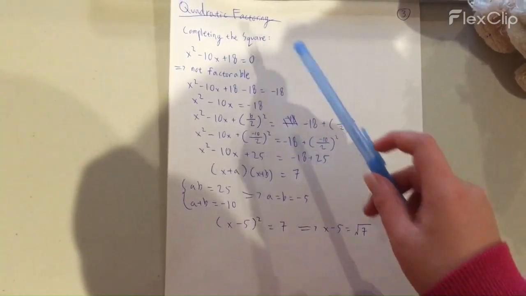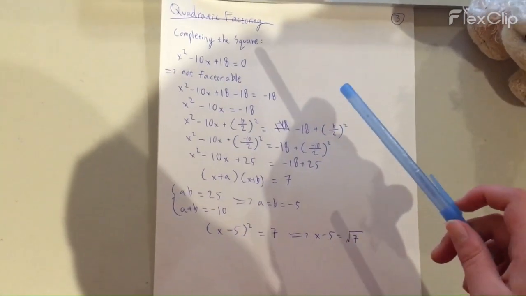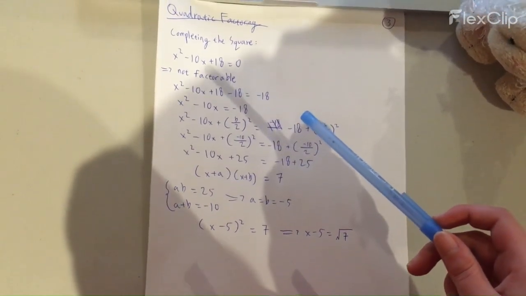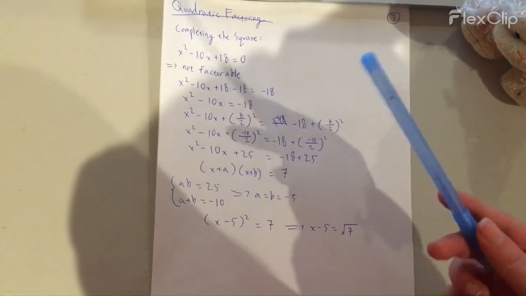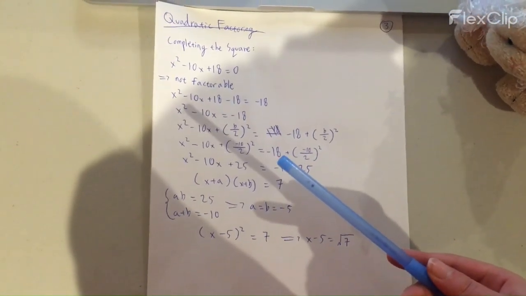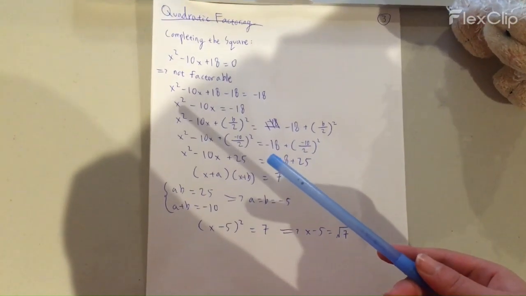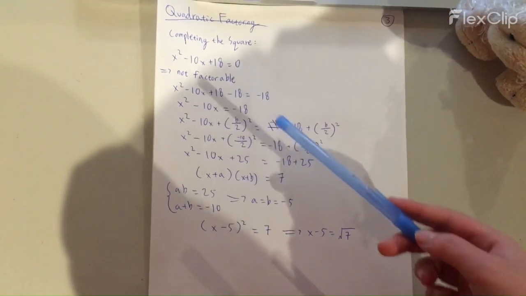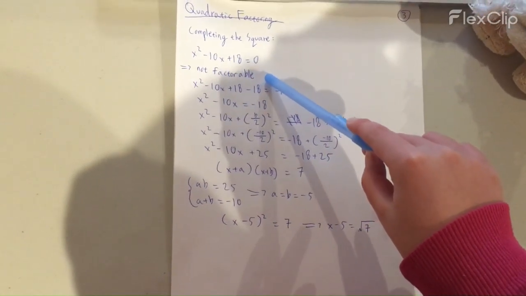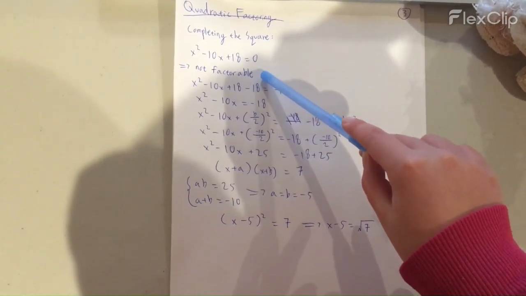Now completing the square involves manipulating the equation to express it as a perfect square trinomial, making it easier to solve. This technique of completing the square is valuable, especially when dealing with quadratic equations that might be challenging to factorize using other methods. So, in this equation, x squared minus 10x plus 18 equals 0, this equation is not factorable.